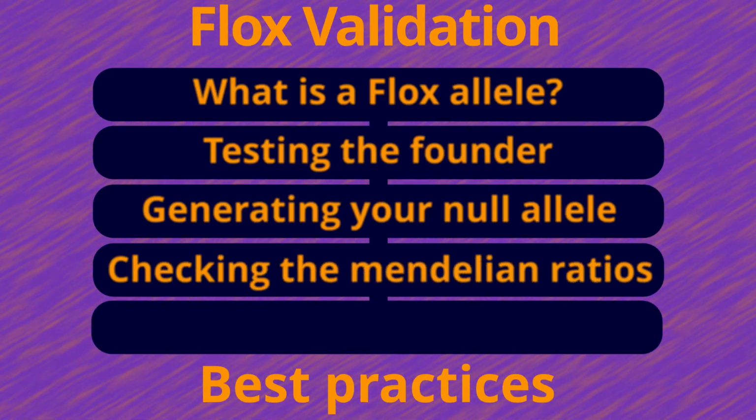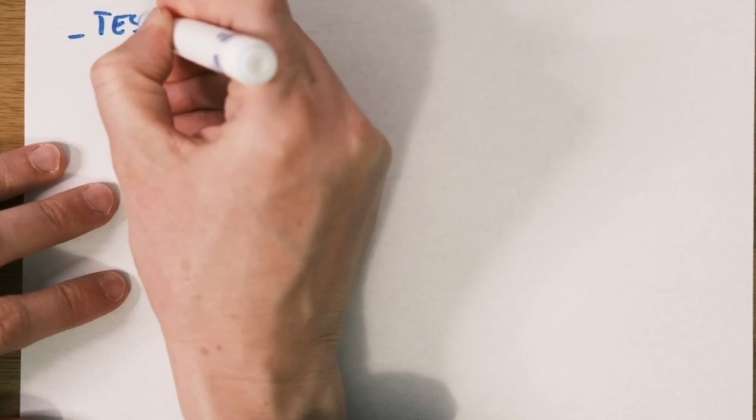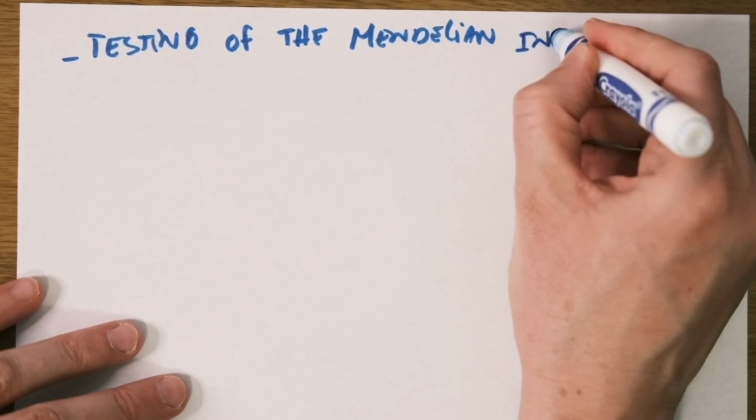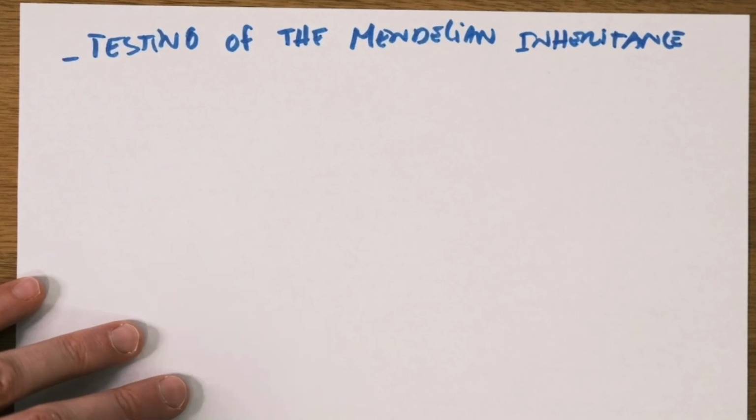So now that we know that we have a functional Flox allele, the next thing to do is to check the Mendelian inheritance of that allele to be sure that everything you see is happening in the expected locus and there is no other ectopic insertion somewhere else in the genome. So we will do the testing of the Mendelian inheritance, in this case of our Flox allele.